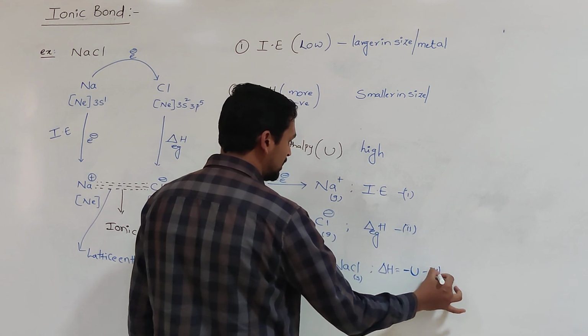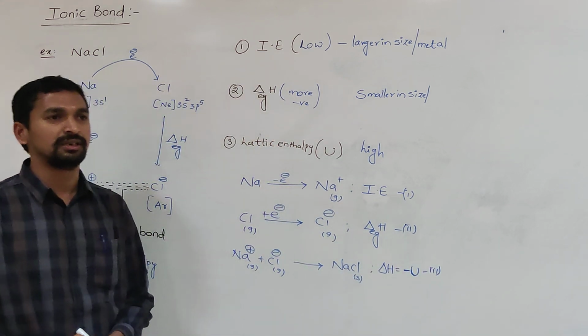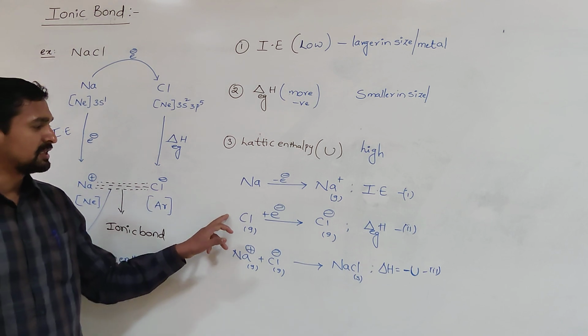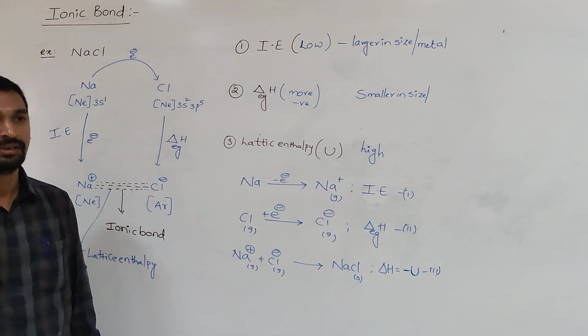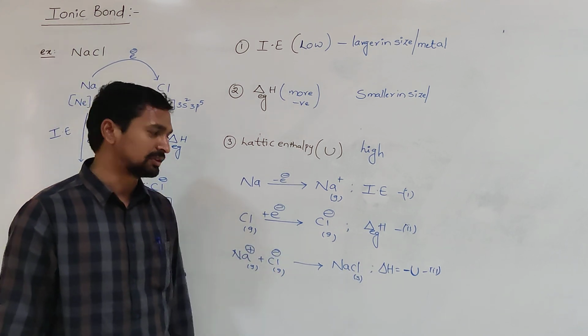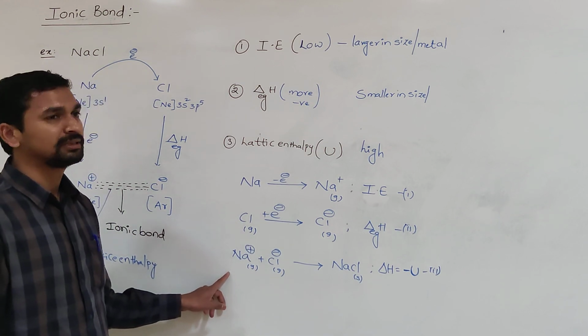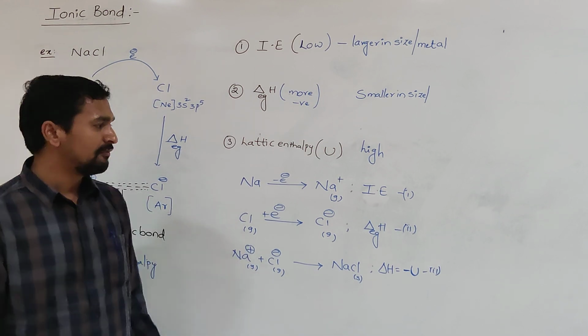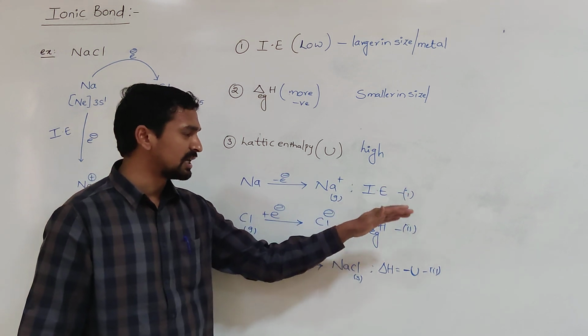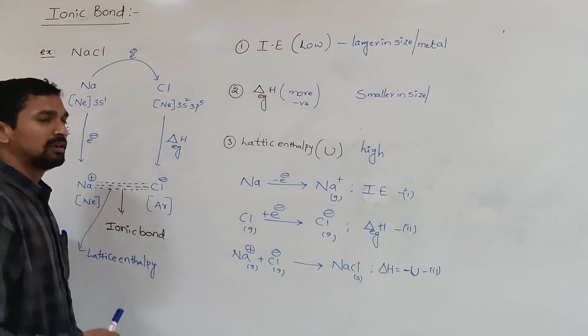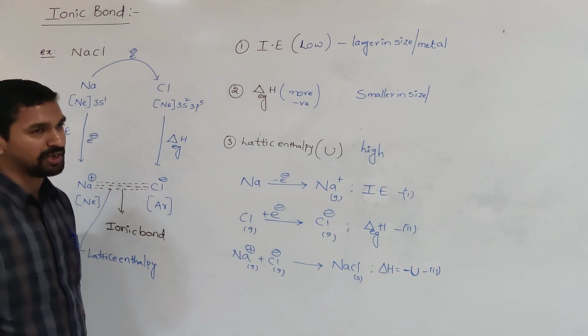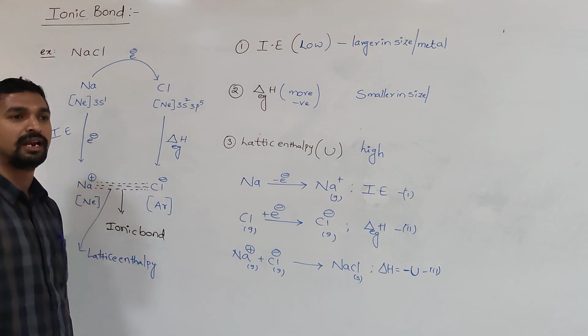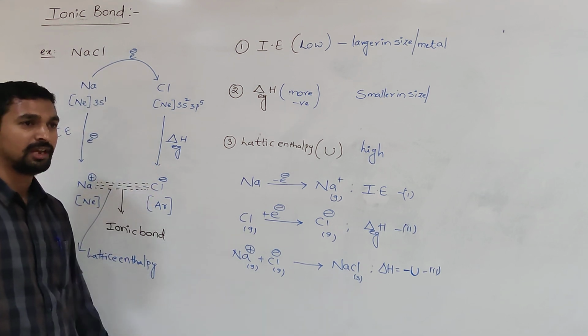So you know very well, the first step is always an endothermic process. Second step, electron gain enthalpy value, may be exothermic or endothermic. The third step is exothermic. When we add the first, second and third, if you are getting a more negative value, in that case the ionic bond formation takes place very fast.